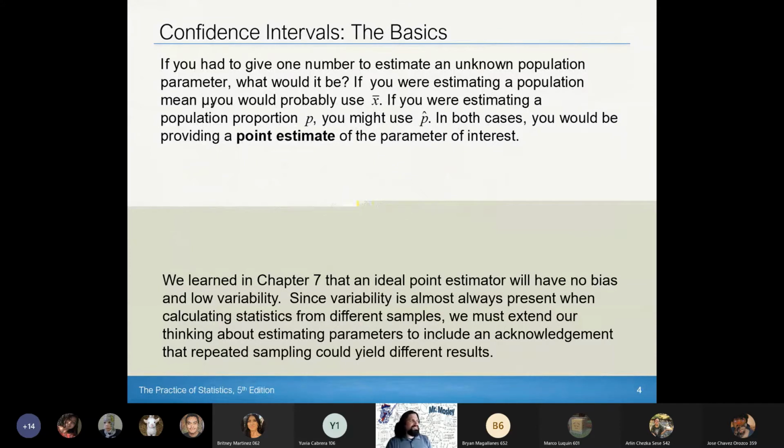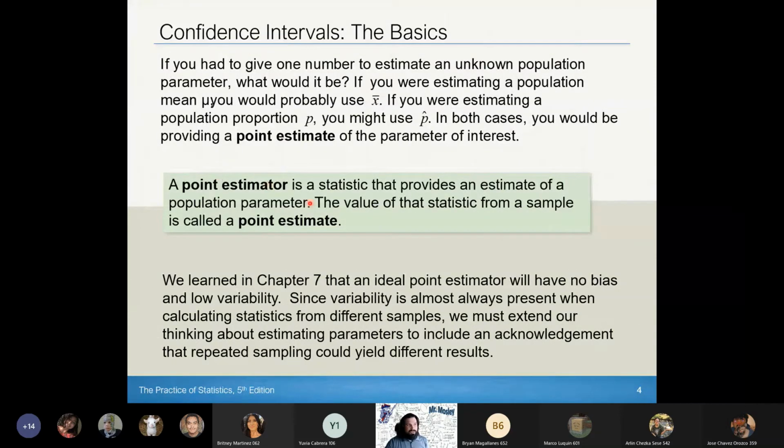So if you had to give one number to estimate an unknown population parameter, what would it be? If you're estimating a population mean mu, you'd probably use x bar. It's the best we have, right? If you're estimating a population proportion, p, you might use p hat. Again, it's kind of the best thing we have to go with. In both cases, you would be providing a point estimate of the parameter of interest.